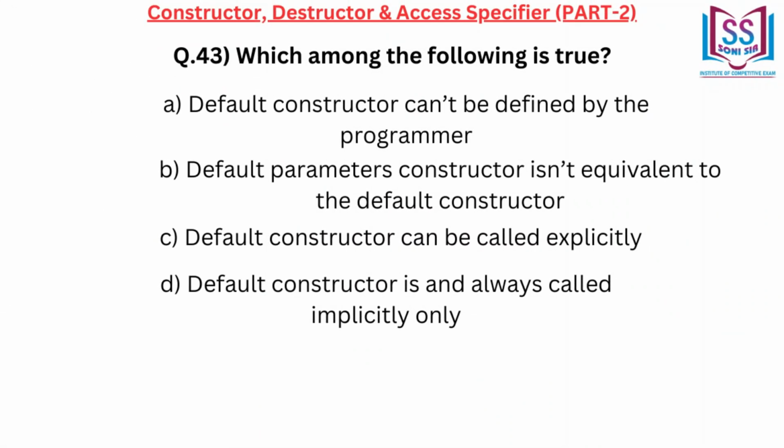Which among the following is true? A. Default constructor can't be defined by the programmer. B. Default parameters constructor isn't equivalent to the default constructor. C. Default constructor can be called explicitly. D. Default constructor is and always called implicitly only. Correct answer C. Default constructor can be called explicitly.